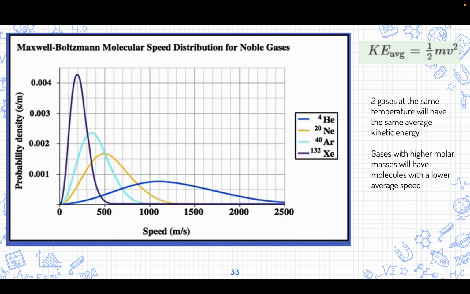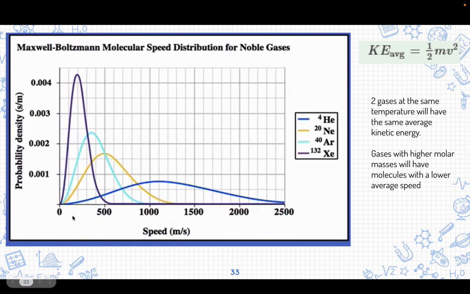This is a Maxwell-Boltzmann molecular speed distribution. This one is for the first 4 noble gases on the periodic table. We can see that we have helium, neon, argon, and xenon all present here. What it's showing here is the probability of particle numbers, right? So this would be the probability density, meaning how much of the gas is at that speed. And then the x-axis is speed, and this is speed of individual particles.